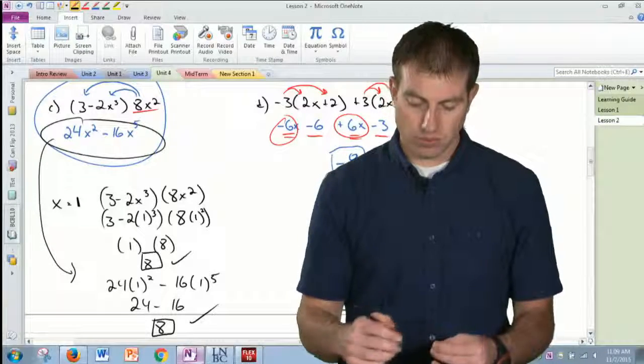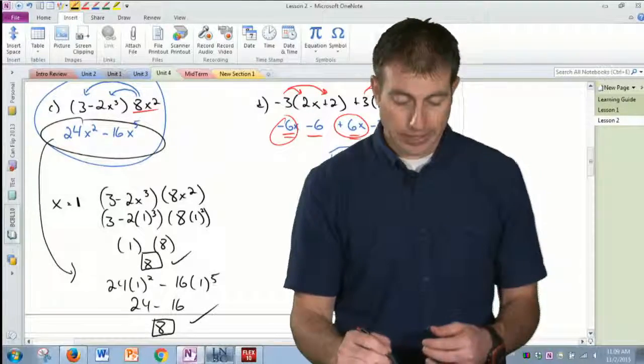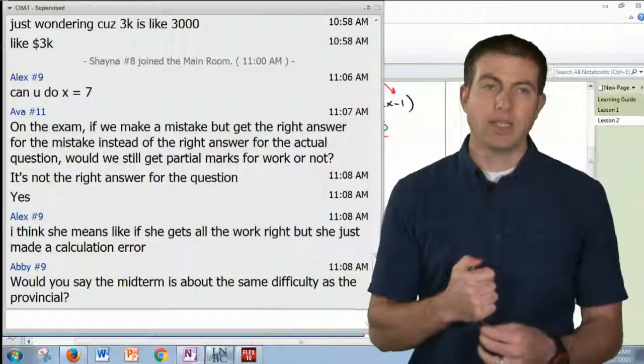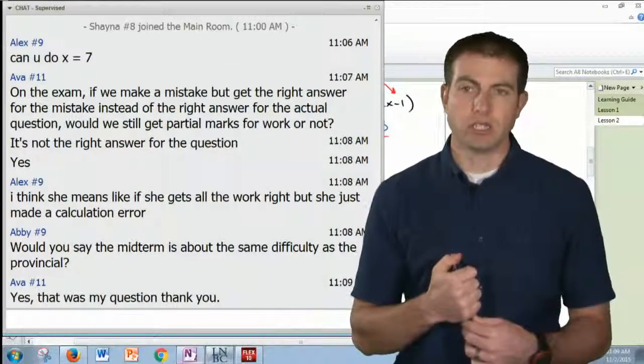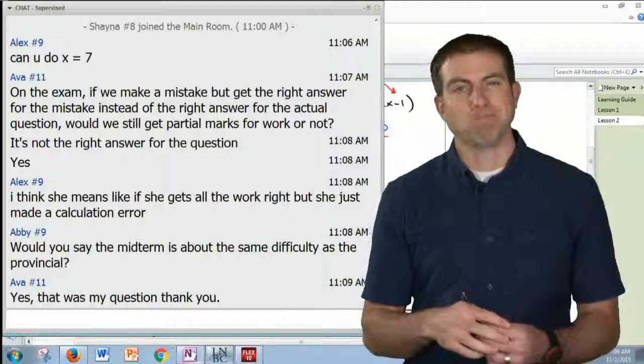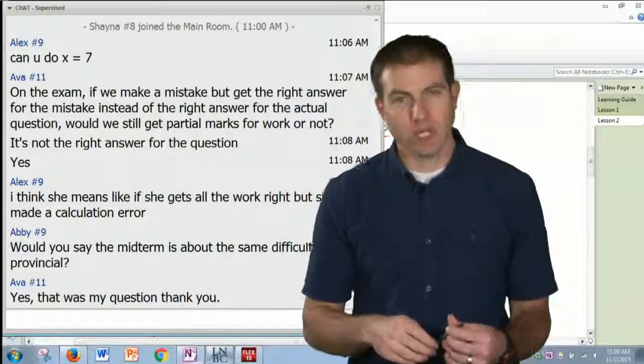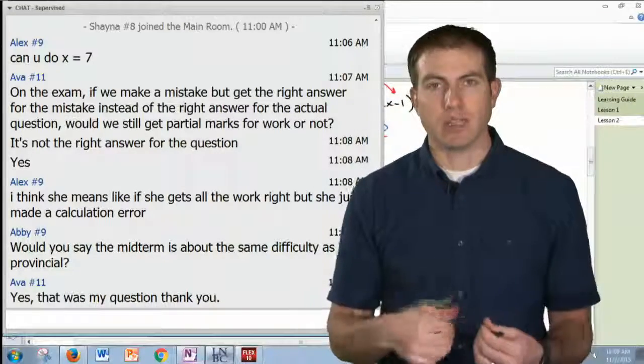That hopefully answers that question. And then another question, would you say that the midterm is about the same difficulty as the provincial? Yes and no. The provincial's weird because I don't get to make it.